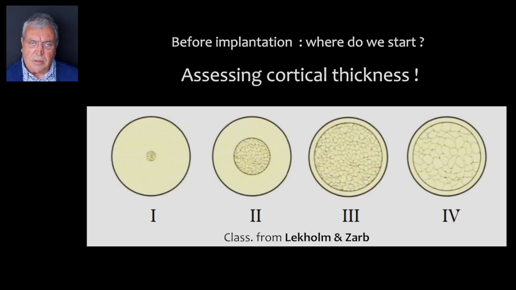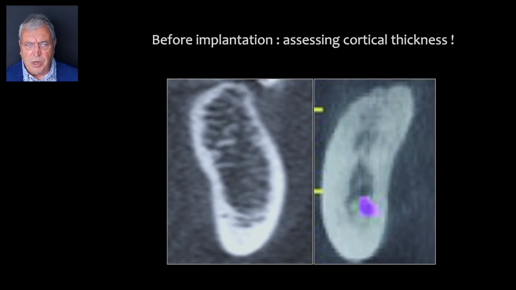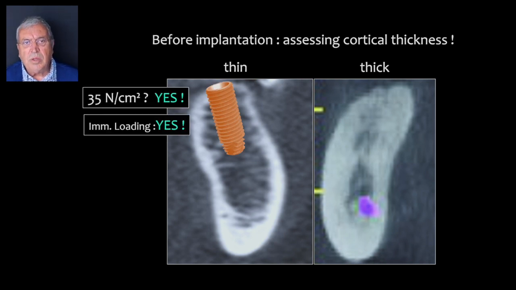But where do we start before implantation? We need to assess the cortical thickness. It's very important. We have the classification from l'école Mansard, class 1, class 2, class 3, and class 4. Before implantation, we need to assess this cortical thickness. If the cortical bone is thin, then we can place the implant. We can torque it, and we can load it immediately. Just overdrill the crest.